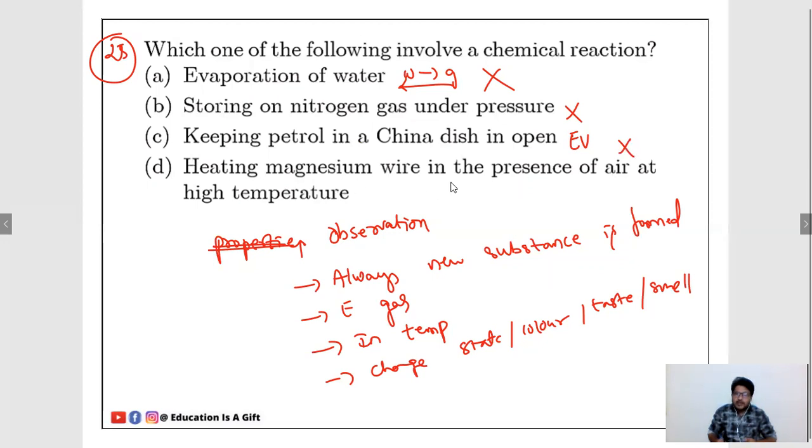Heating magnesium wire in presence of air. If we heat magnesium in presence of oxygen, air in the sense oxygen, we will get magnesium oxide. So magnesium oxide is a new substance. So the answer is D.